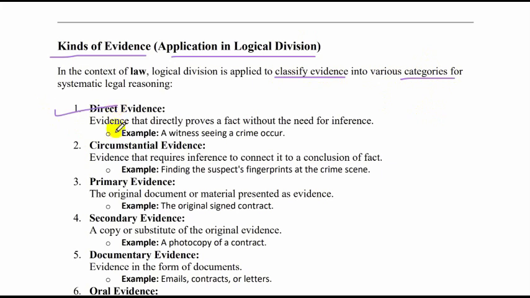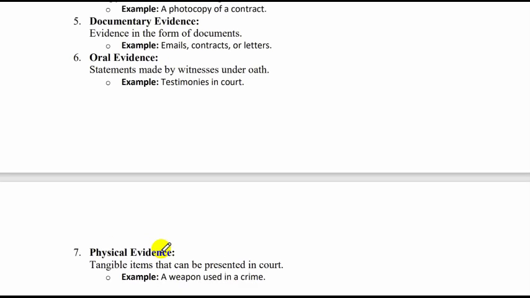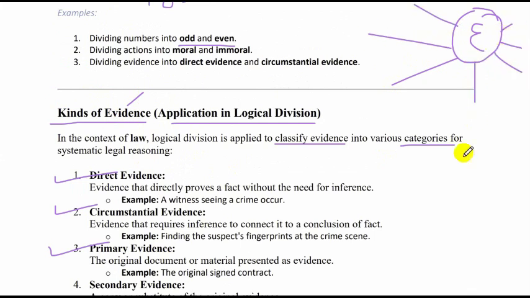Let us look at direct evidence, circumstantial evidence, primary evidence, secondary evidence, documentary evidence, oral evidence, and physical evidence. So there are a total of 7 types into which evidence is subdivided. Evidence is a broad category, and now we will be dividing it into 7 parts. Let's cover the first 4 first: direct, circumstantial, primary, and secondary evidence.